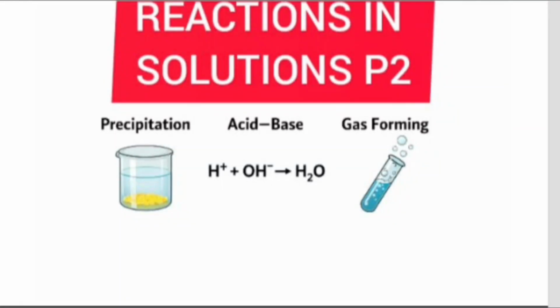In this lesson, we move from writing ionic equations to predicting real reactions in aqueous solutions. By the end of this video, you will be able to predict whether a reaction occurs, identify precipitation reactions using solubility rules, write net ionic equations for acid-base reactions, recognize gas-forming reactions, and also avoid common exam mistakes. This is one of the most tested topics in chemistry, or CHE 110.